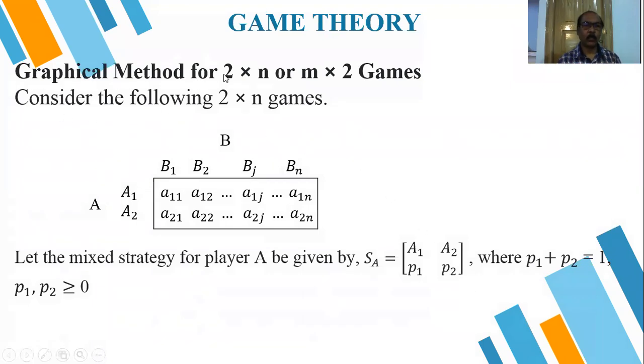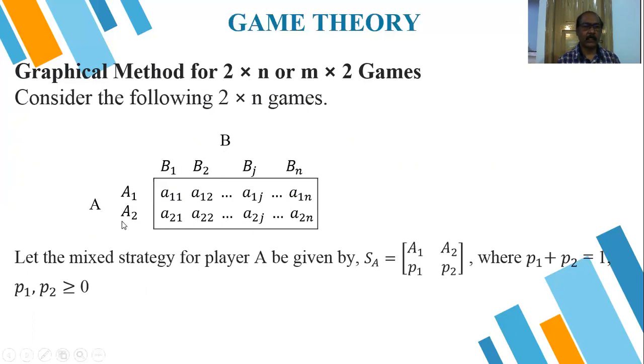Graphical method for 2 cross n or m cross 2 games: consider the following game. Now we are considering a 2 cross n game. That means 2 strategies for player A and n number of strategies for player B. The payoffs are A11, A12, A1j, A1n for strategy A1, and for strategy A2, A21, A22, A2j, A2n.